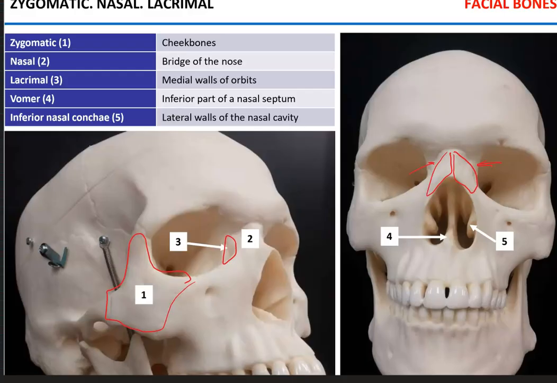Now, another facial bone that you can kind of see here. You can see it up front, but it's a triangular bone, plow-shaped, so-called. It's called the vomer. It forms the inferior part of the bony nasal septum. And finally, inferior nasal conchae. They form walls of the nasal cavity, and those are the folds that increase the surface area of your nasal cavity.